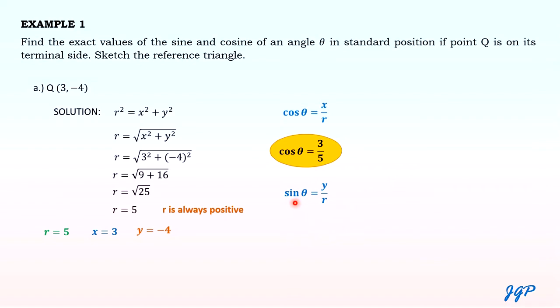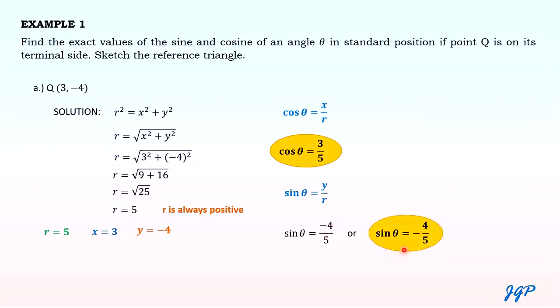So let's proceed to sine theta. Sine theta is equal to y over r. So we need to replace y by -4. We need to replace r by 5. So sine theta is equal to -4 over 5. Or we can rewrite it as sine theta is equal to -4/5. So this one now is the value of our sine theta.